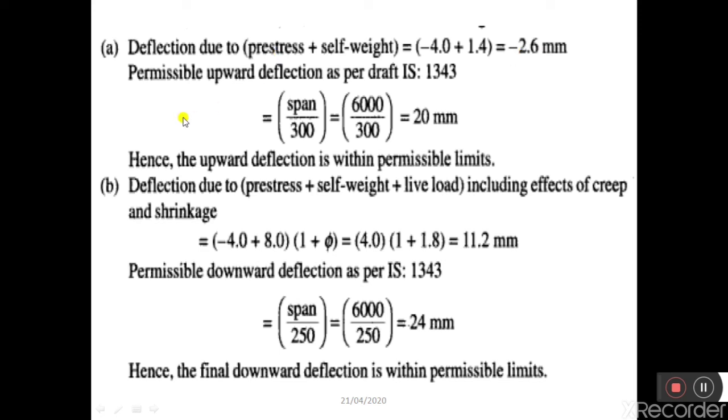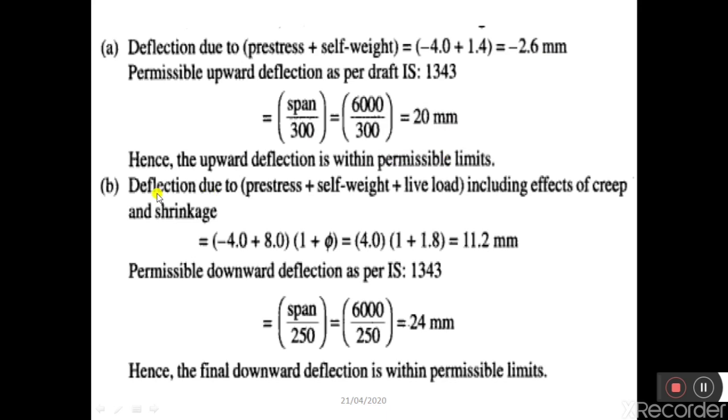For upward direction, the permissible limit is span by 300. So span is 6000 by 300, we will get 20 mm. So the maximum deflection occurring in the beam is 2.6 mm and the permissible limit is 20 mm. Hence, the upward deflection is within permissible limits.